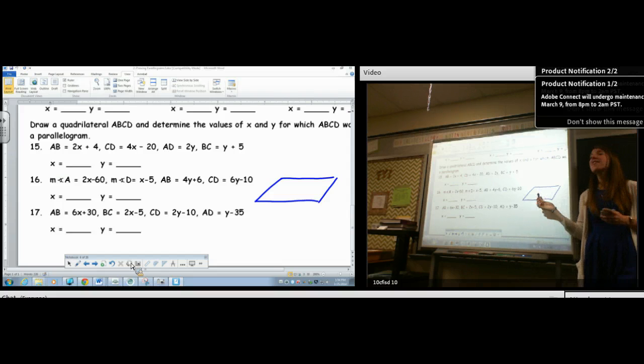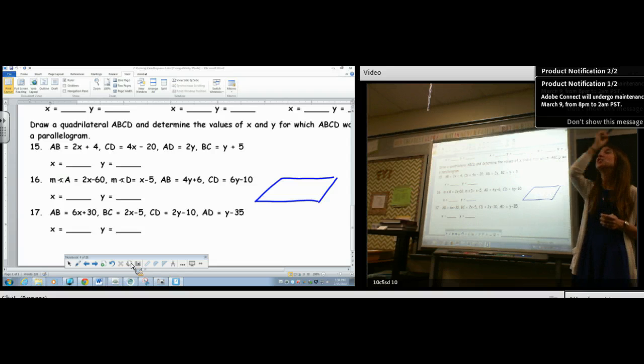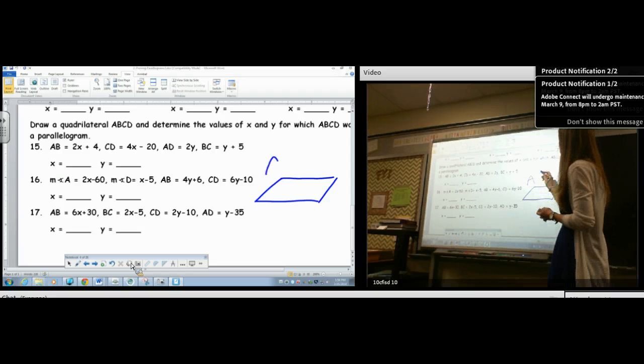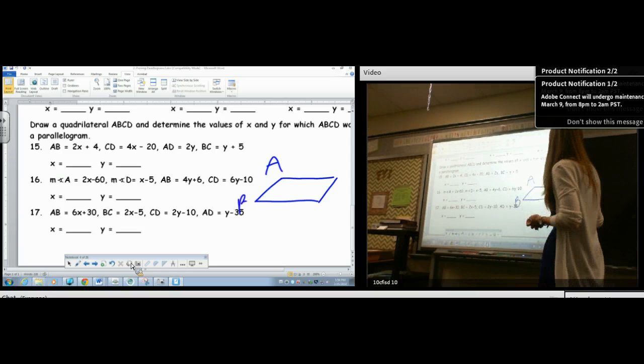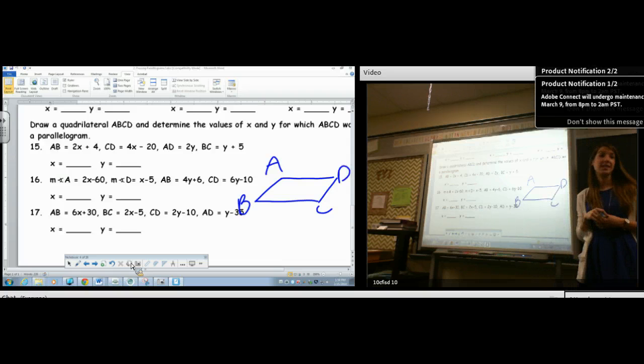Once you've drawn this, the only way to mess it up is to name it wrong. The A, B, and then the C and the opposite. Don't jump across the figure when you name it. I'm going to name it a way I don't normally name it. A, B, C, D. I went counterclockwise. But that's okay.